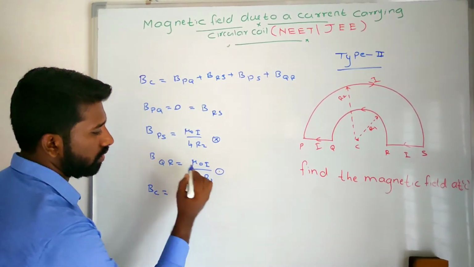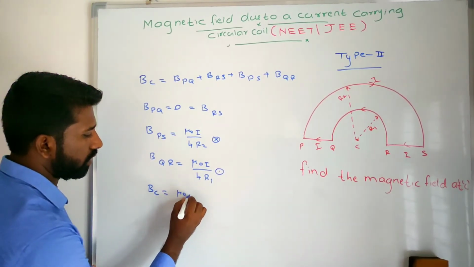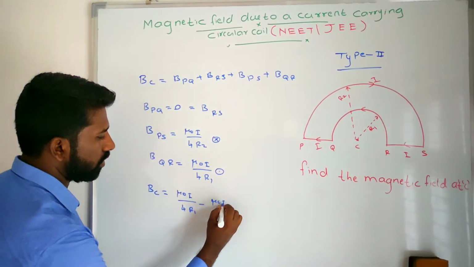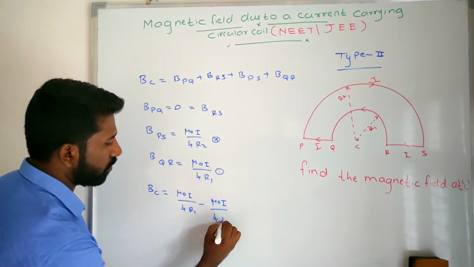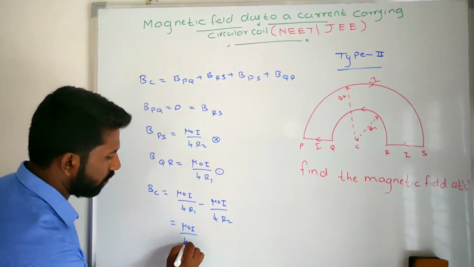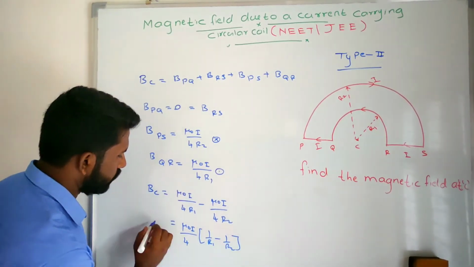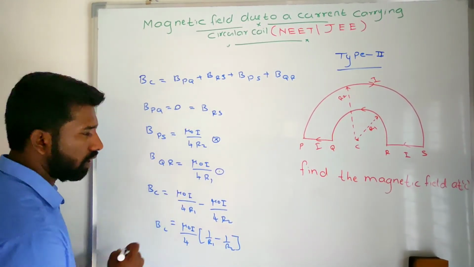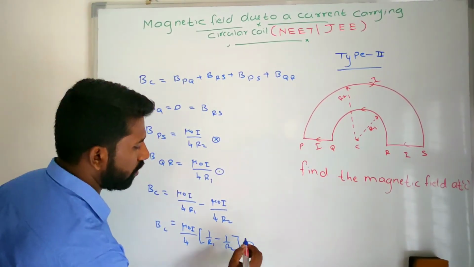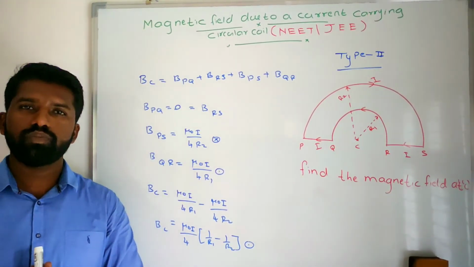Here the denominator is lowest for this portion. So this is the higher one. So we can get mu 0 I by 4r1 minus mu 0 I by 4r2. From this, mu 0 I divided by 4 into (1 by r1 minus 1 by r2). Okay, this is the net magnetic field and the direction of the magnetic field is this direction, that is coming out. Okay, clear? This is about the type 2.